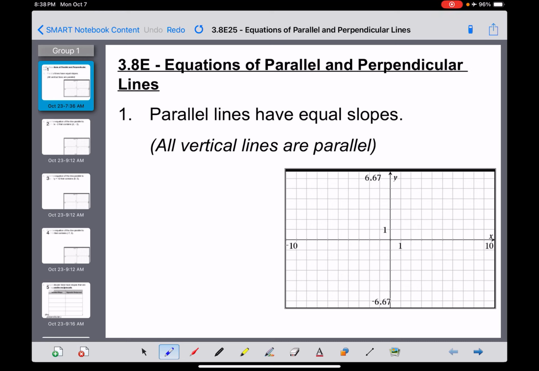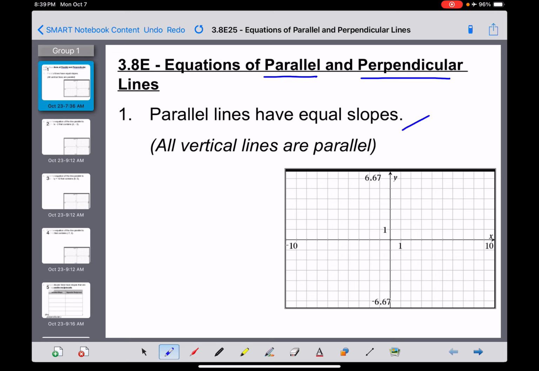All right, guys, and we are finally into the last portion that we're going to handle here of section 3.8. So we're calling this E, and it's on equations of parallel and perpendicular lines. This one section is really the reason that we cover section 3.8 at all, because if you recall a million years ago, we were talking about parallel and perpendicular lines in chapter 3.